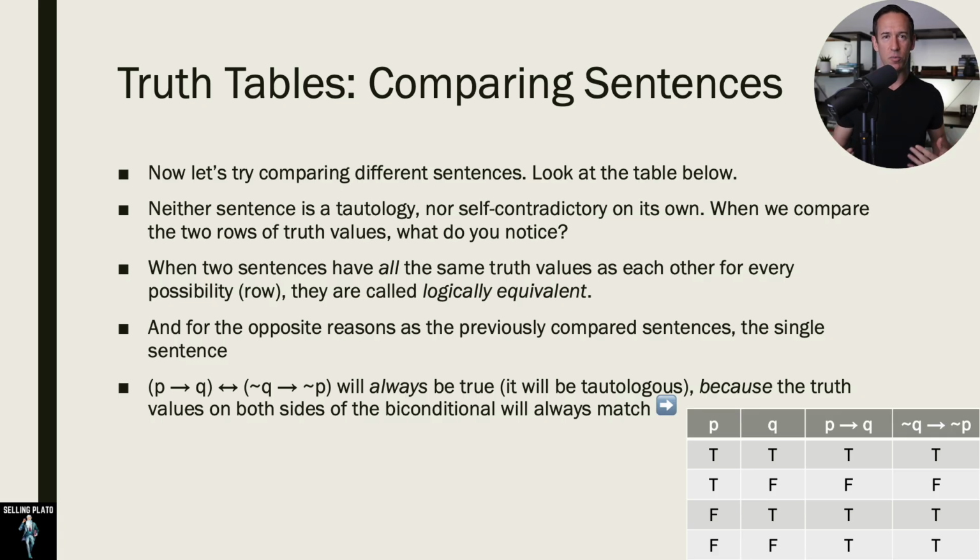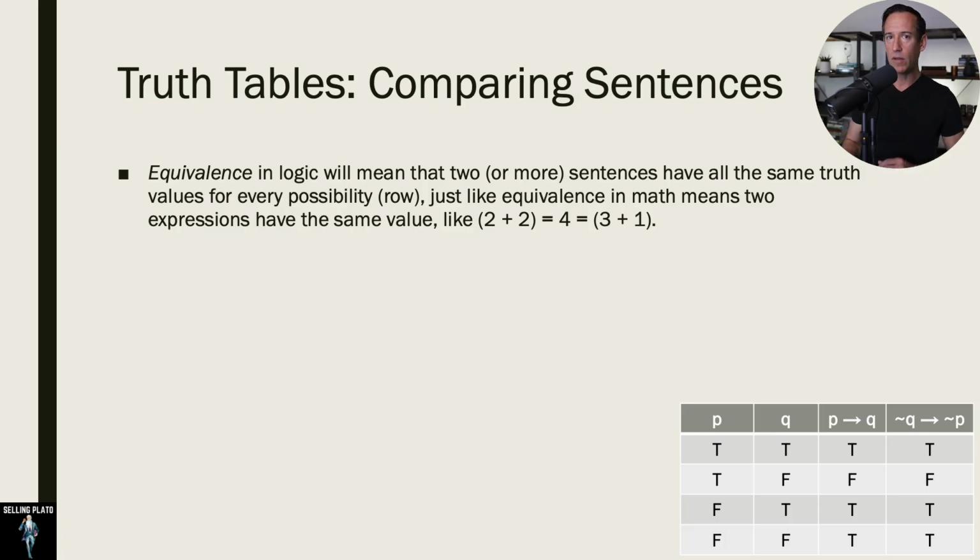Hopefully at this point you see how important it is to have the truth tables for all the operators down, especially the biconditional, the conditions for when it's true and when it's false, because we just keep on using it and building it and making more connections. So, equivalence: what you need to remember is that equivalence in logic means that two or more sentences have all the same truth values for every possibility, or when we're looking at truth tables, every row, which represents every possibility.